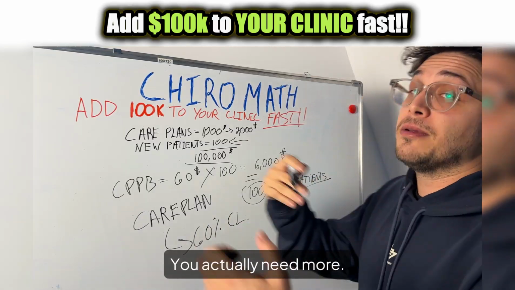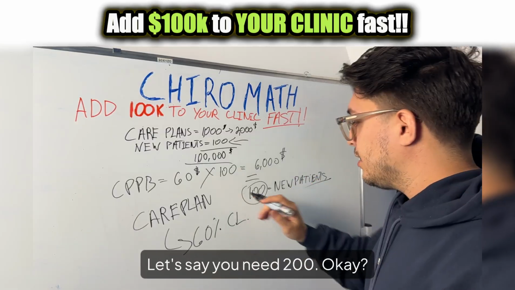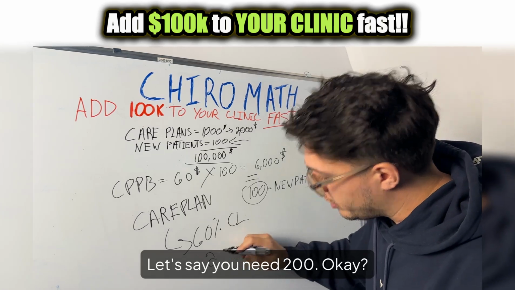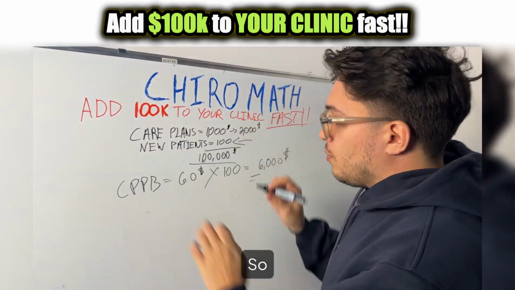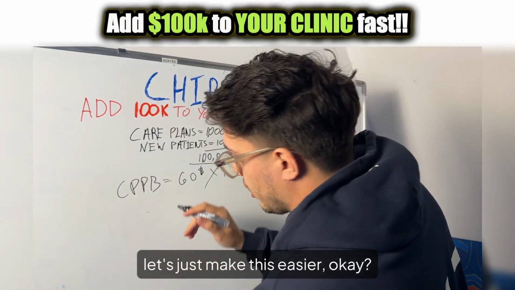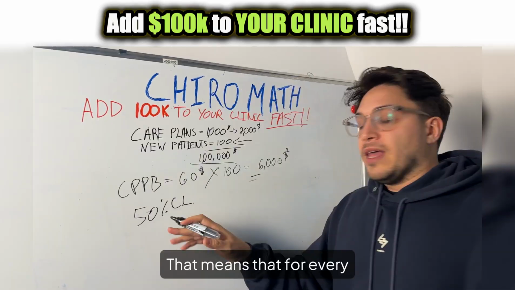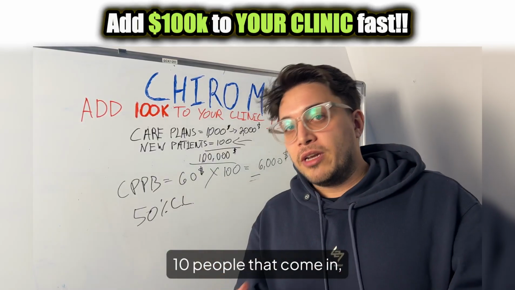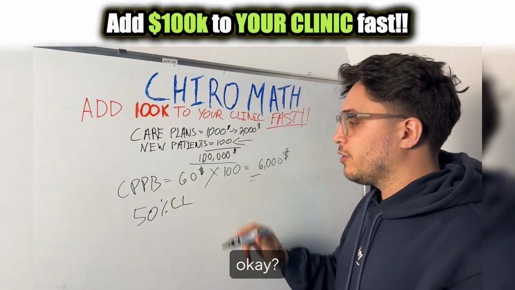You actually need more. Now my math is very bad, so I'm just going to round this up. Let's say you need 200. So we're going to redo this. Let's just make this easier: 50% close rate. That means that for every 10 people that come in, 5 people purchase a care plan. You have a 50% close rate.